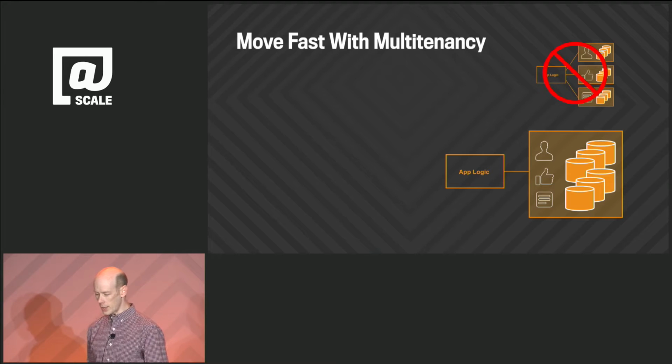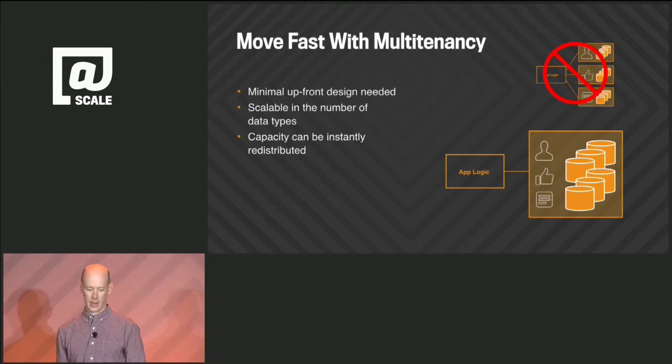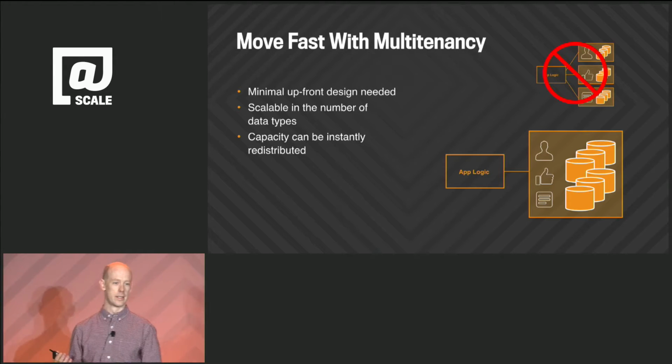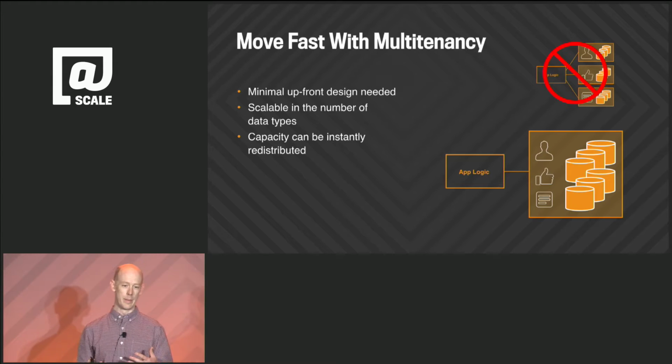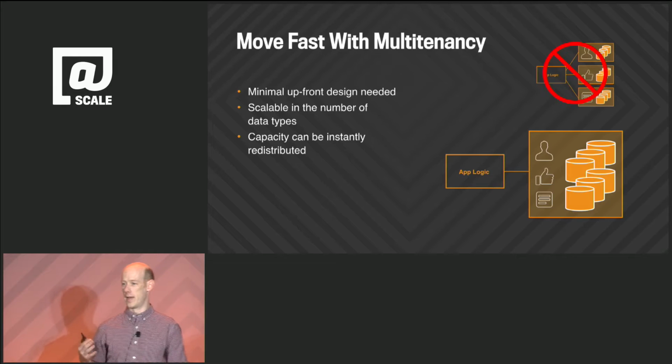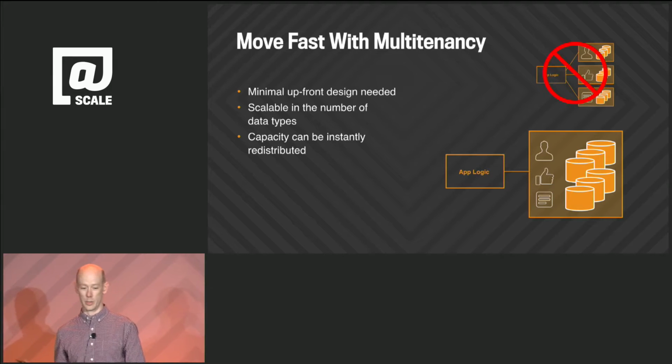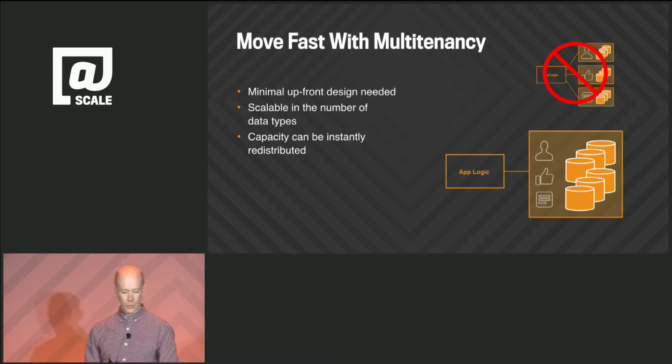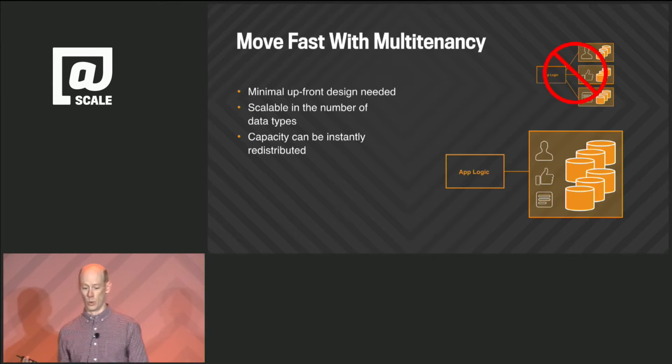So this gives us a lot of advantages. It means that we have minimal upfront design necessary. If we want to link a new data type to an existing node type, there's no problem. We don't have to plan ahead in terms of how many machines are going to be necessary to deploy a product. It's very scalable in the number of data types. So if we try out something and it doesn't work, we don't have a lot of detritus left over in the configuration.